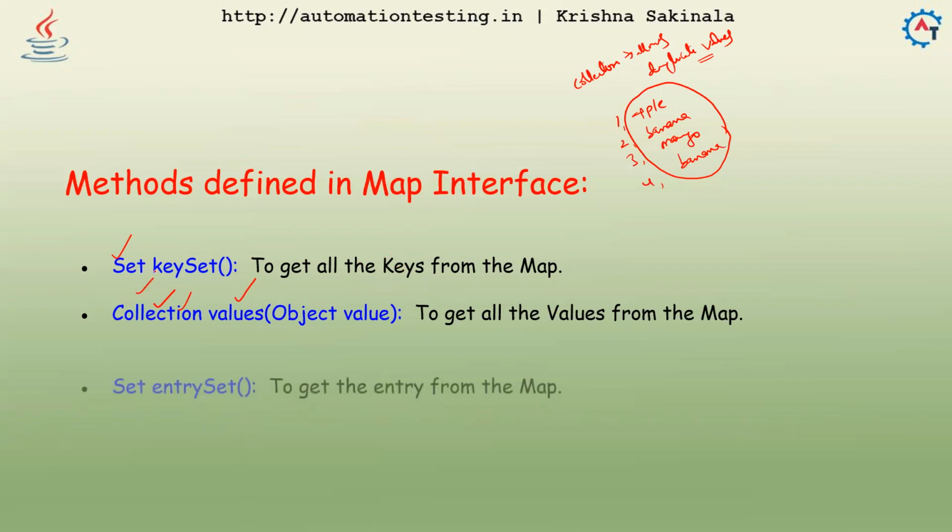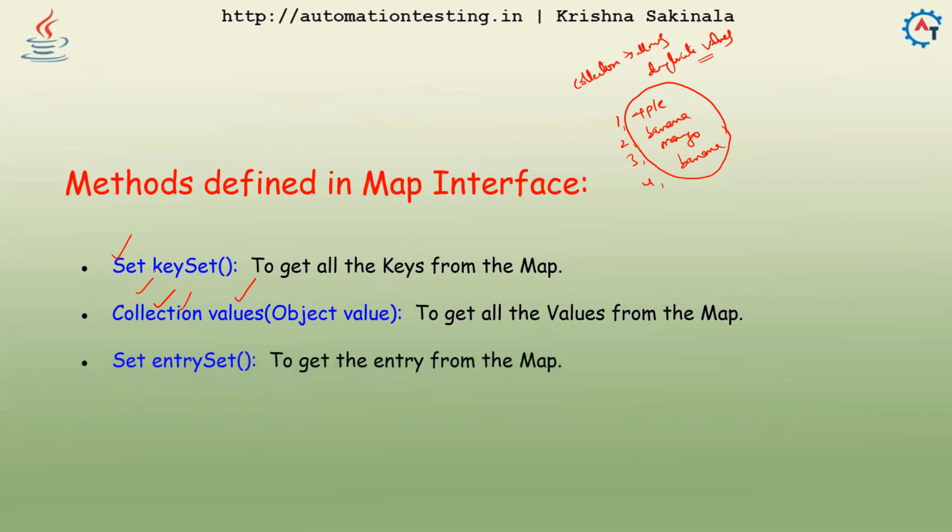The other one, Set entrySet, to get entries from the map. So you will get an entry, right? These are all unique. You might have a duplicate value, but the entries are different, right? When you compare, these are unique entries. Because of that, again, the return type is set. So keySet returns set, values returns collection, and entrySet returns set.